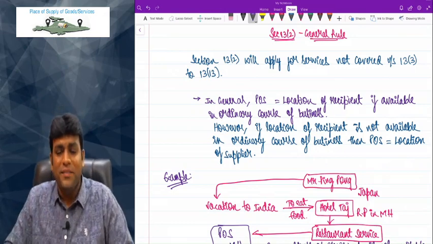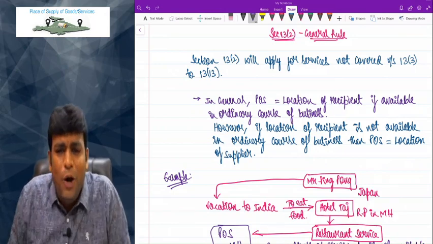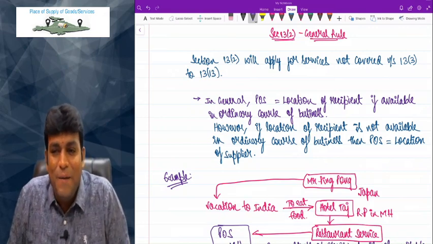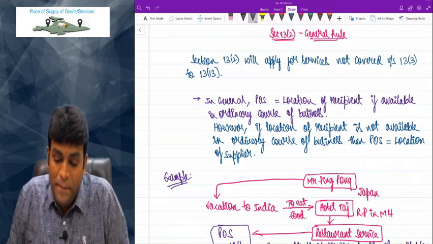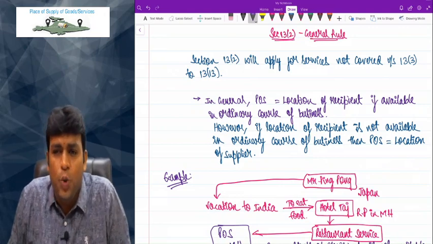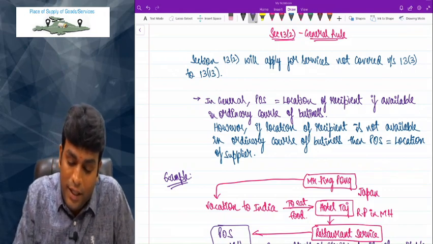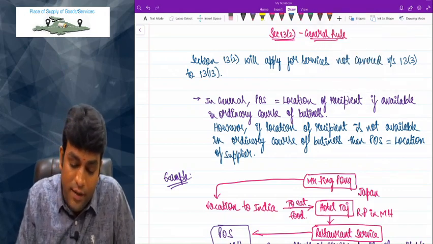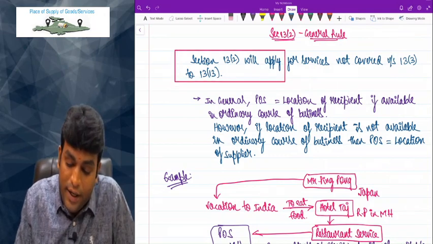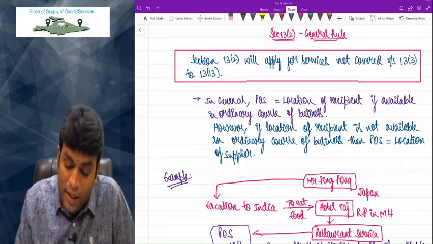Come on, please take it. Please write down. Come on, don't relax. Please finish off. Please write, put the heading 13.2 general rule and take this point. And first point you have to write very clearly that 13.2 will apply only for services which are not covered under 13.3 to 13.13.